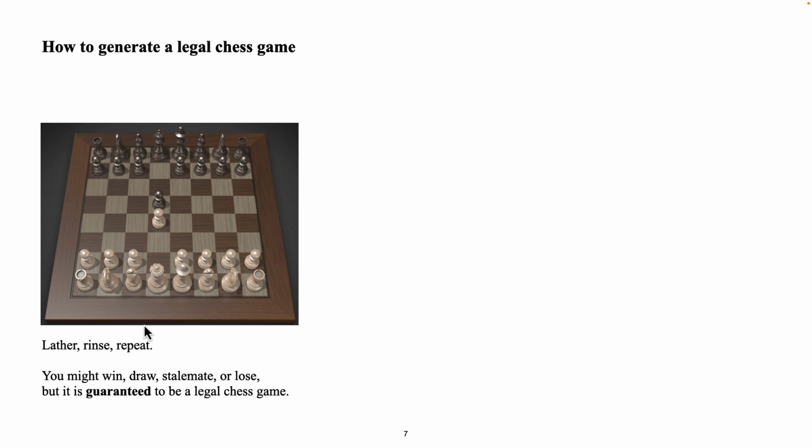Here's what it looks like after white's first move and black's first move. It is a legal game. At every stage, the program offers you a choice of all of your legal moves, which is not expensive to compute and does not require artificial intelligence. You choose one, the computer considers the same, back and forth, it's always a legal game. You might win, lose, or draw, but it's guaranteed to be a legal chess game.